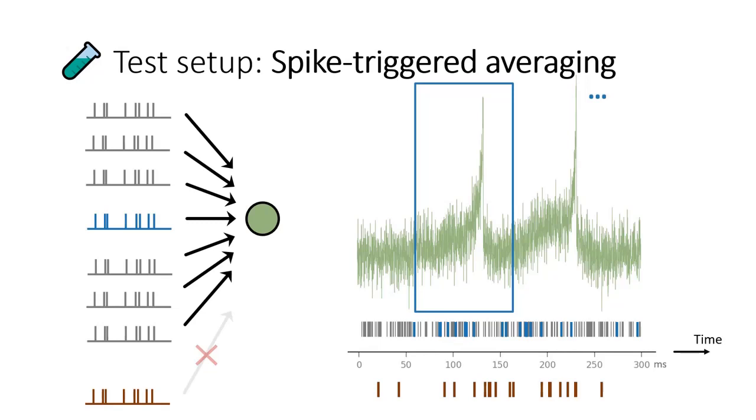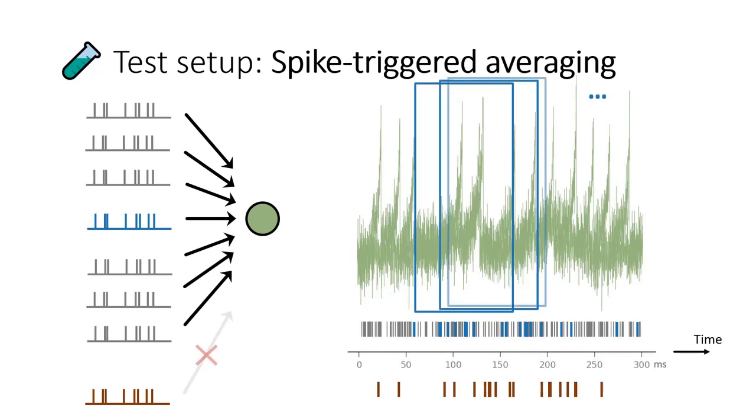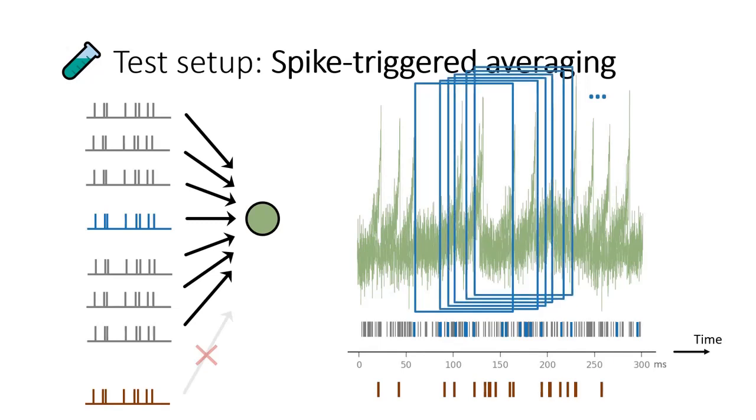The simplest answer is windowing. So for every spike of a spike train that you're interested in, you take a window from the green signal. So you do it like this. And you take all these windows together and you average them.